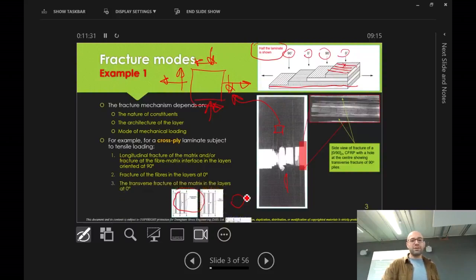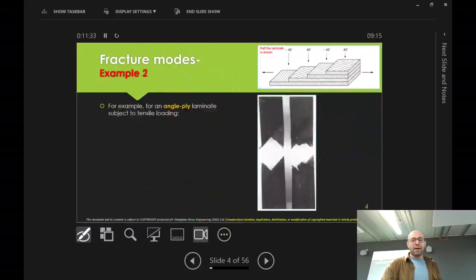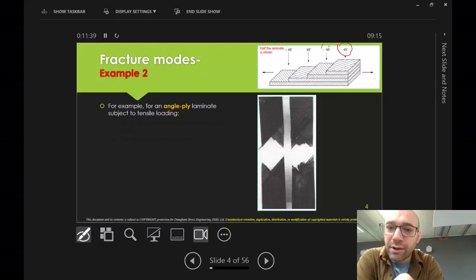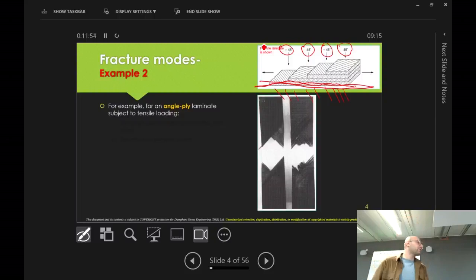So it just goes to show the dependence of the failure modes on the stacking sequence. If we look at another example, this is yet again showing half of the laminate. You've got 45, minus 45, 45, minus 45. Then it repeats underneath as well, so you've got a mirror image of that about the midplane. If this is the midplane, you would get the mirror image of that at the bottom. So what do we call this kind of stacking sequence? Do you remember that? Is it cross-ply? Is it quasi-isotropic?